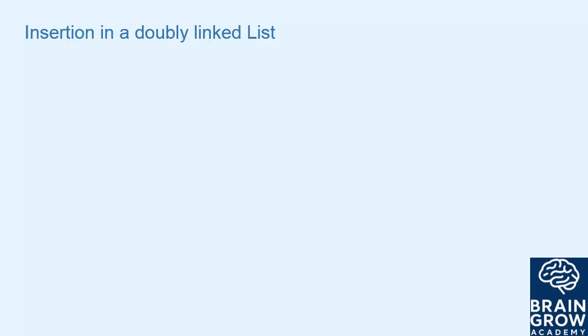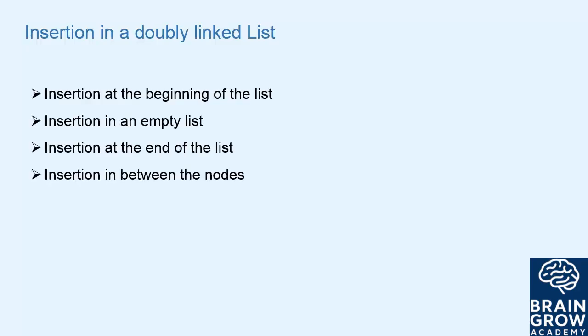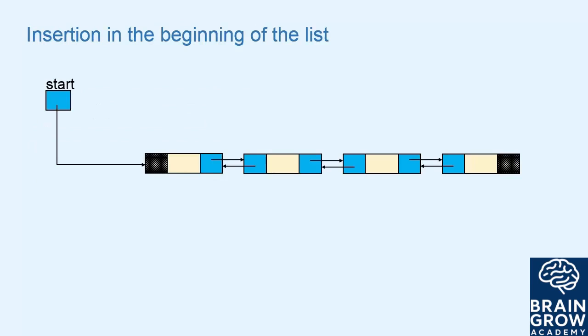In this video, we'll see how to insert a new node in a doubly linked list. These are the different cases that we'll see. So first, let's see how we can insert a new node in the beginning of the list. We allocate a new node. Now the next part of this node should refer to this node.